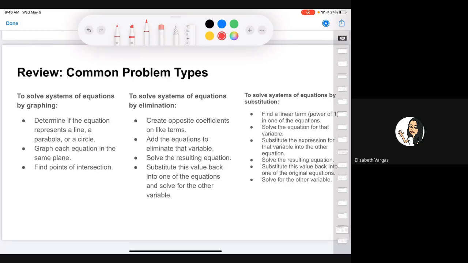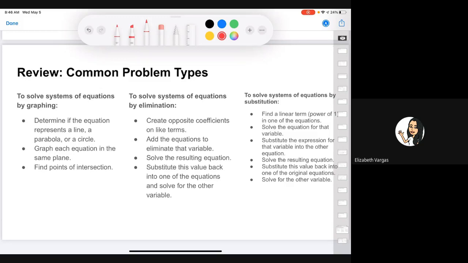So here are the different problem types that you may encounter. You may be asked to solve systems of equations by graphing, which we were able to do today, which basically means looking for that point of intersection. That point of intersection will tell you what expression can make both of those equations true, therefore being your solution set.